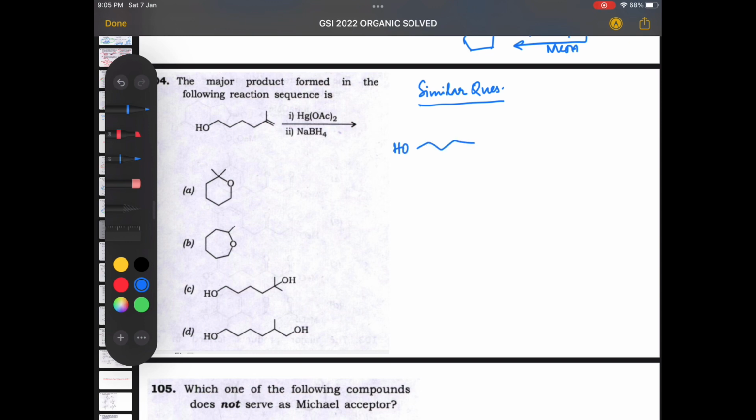So this has similar reagents. This is also an oxymercuration-demercuration example. We have once again been given Hg(OAc)2, but there is a twist in this question and it is a very interesting one. As you can see, we have been given Hg(OAc)2 twice.